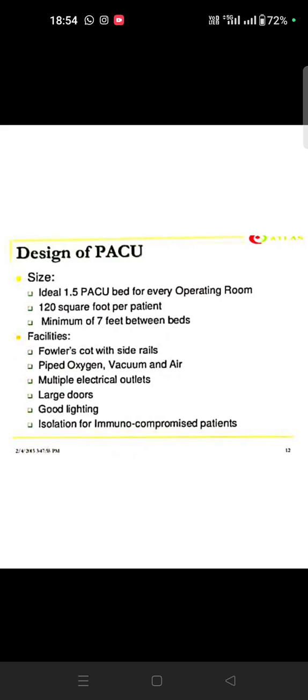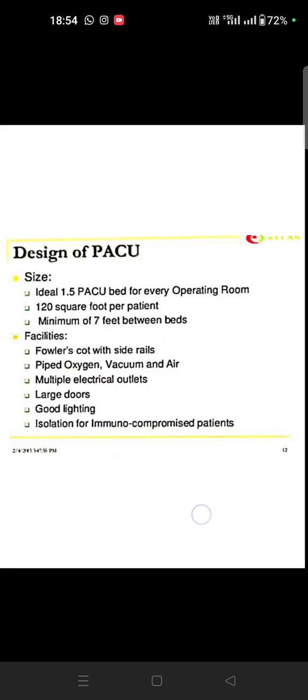So what is the facility? It means a Fowler cot with side rails, and oxygen, vacuum and multiple electrical outlets will be there. A large door, good lighting, isolation and everything will be there. So this is the recovery room.